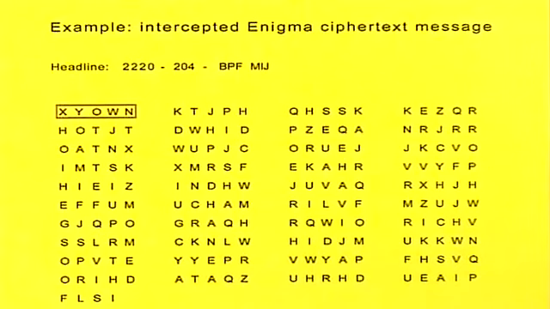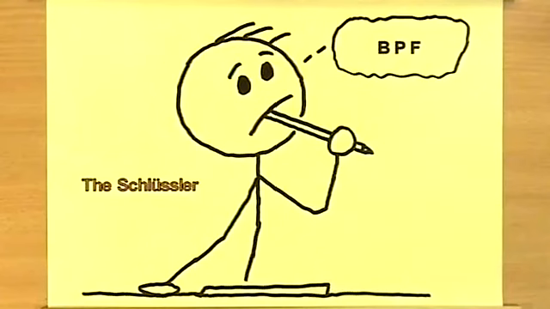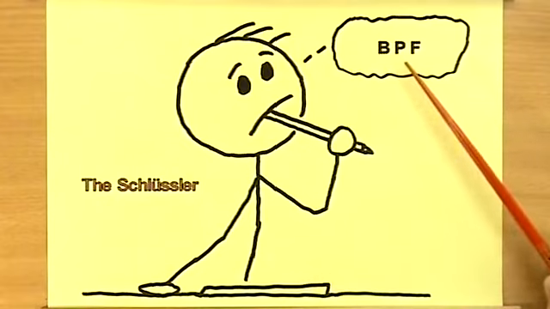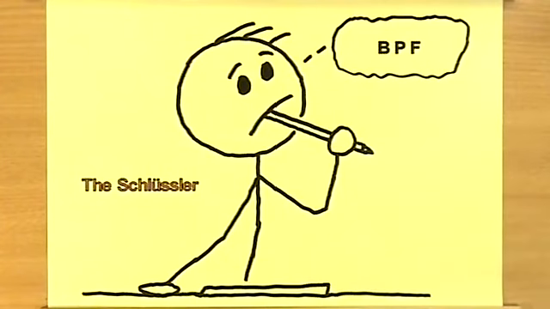Among other things, also with the correct ring settings. The Schlüsseler uses 3 made-up fictional letters that he chooses himself, not from any list. It's like rolling three letters. These letters are B, P, F.